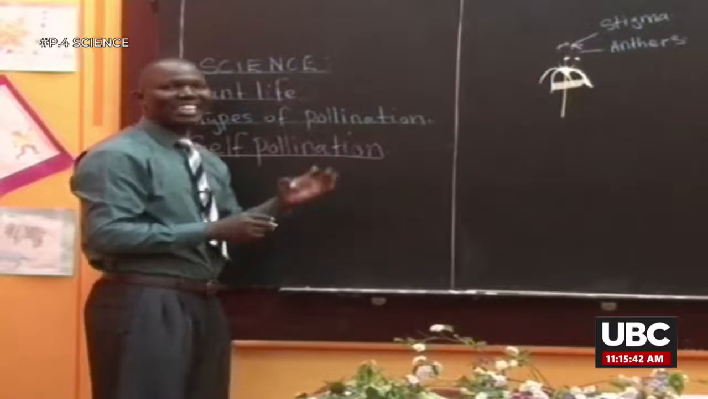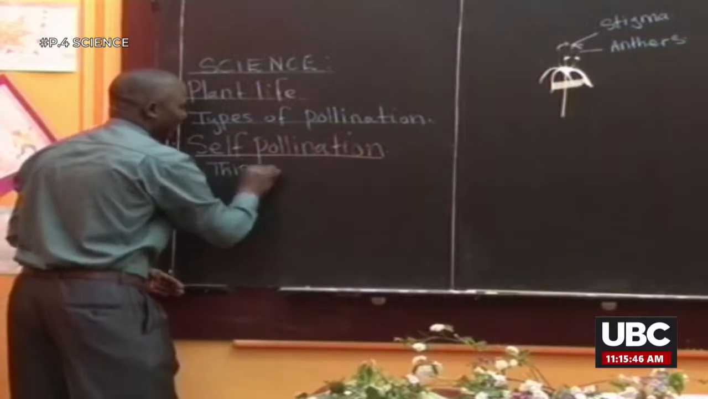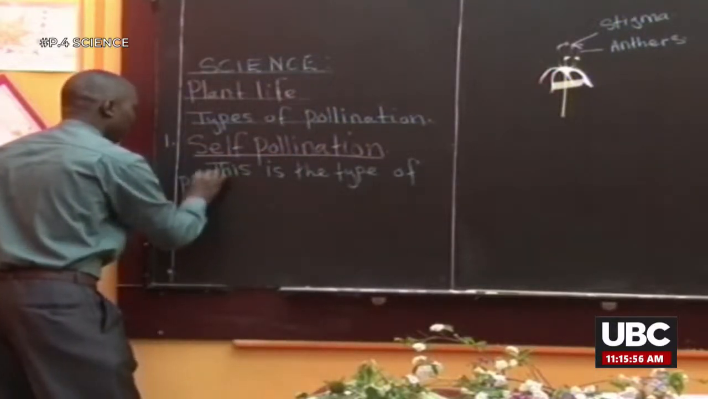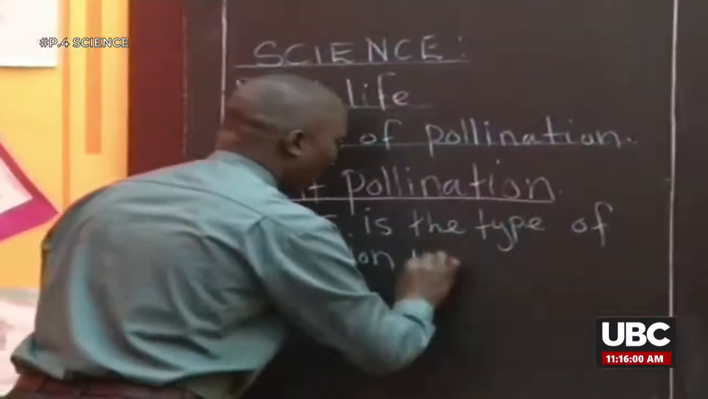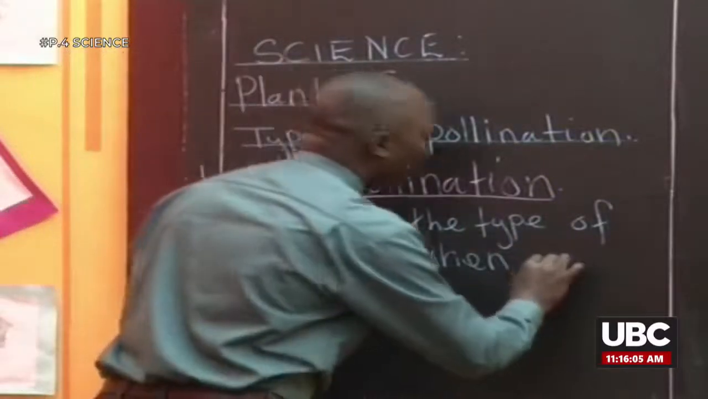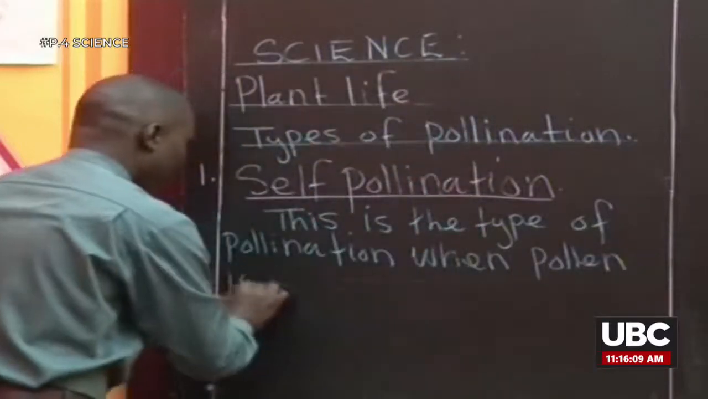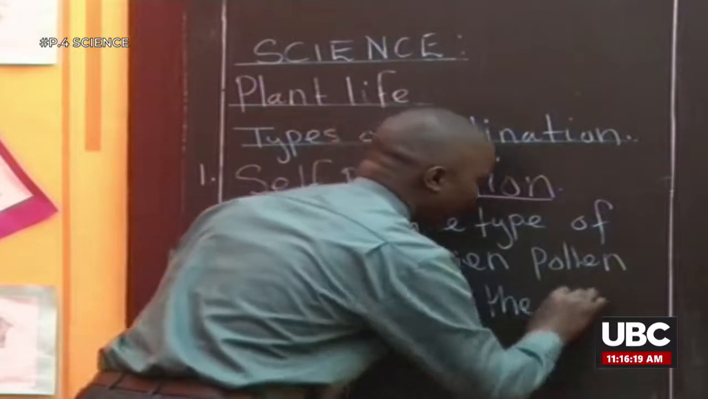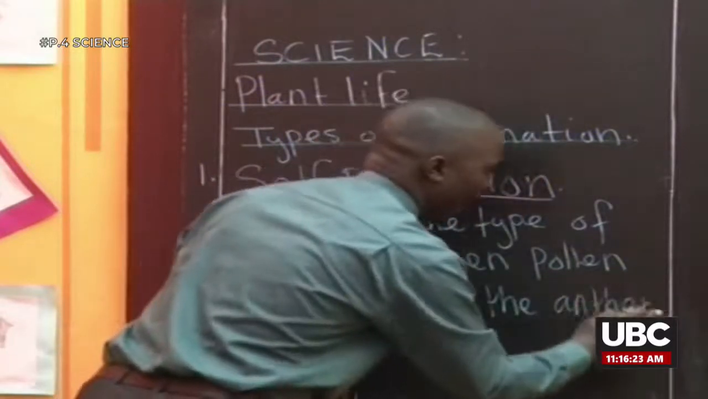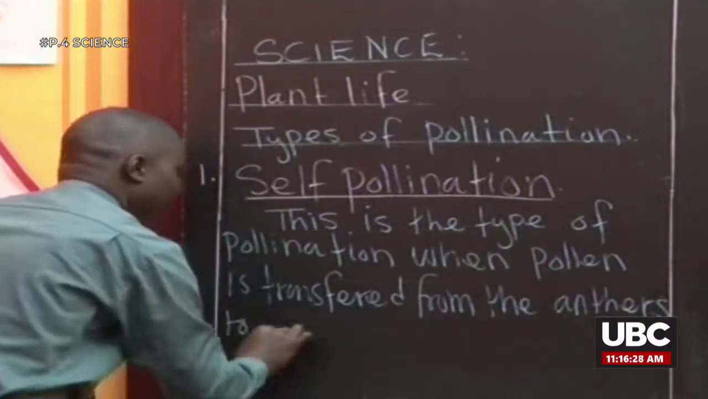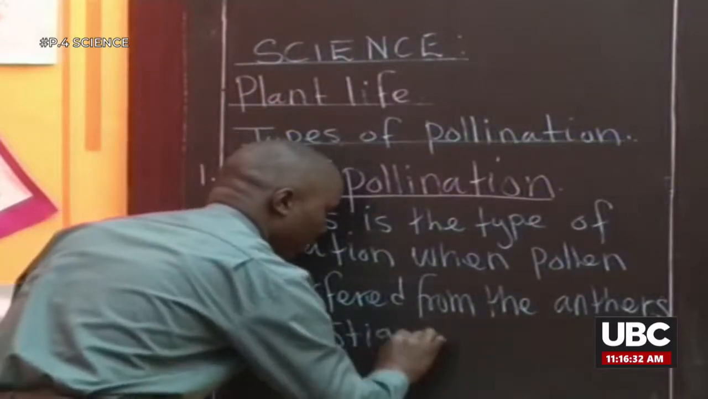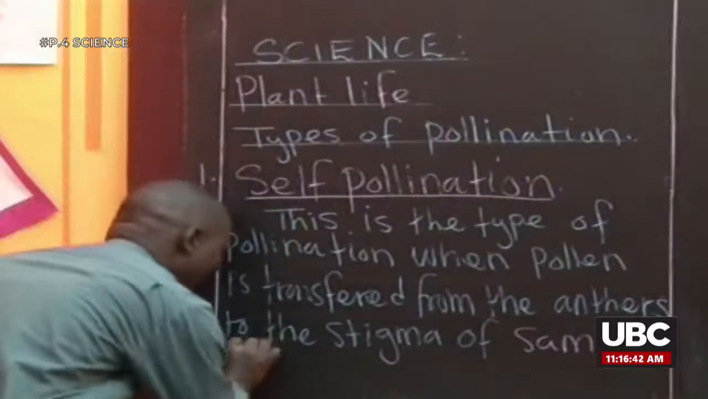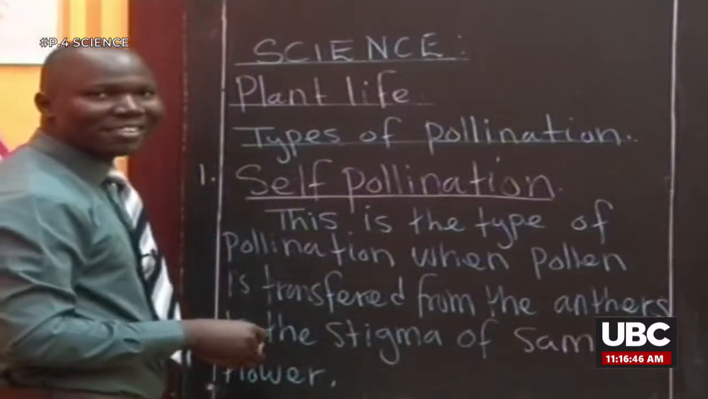So, what is self-pollination? This is the type of pollination where pollen is transferred from the anthers to the stigma of the same flower. A bit long, but we can understand it.